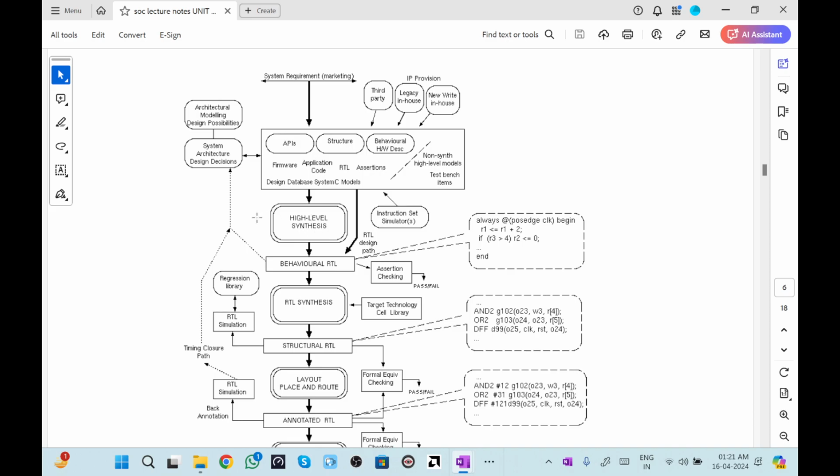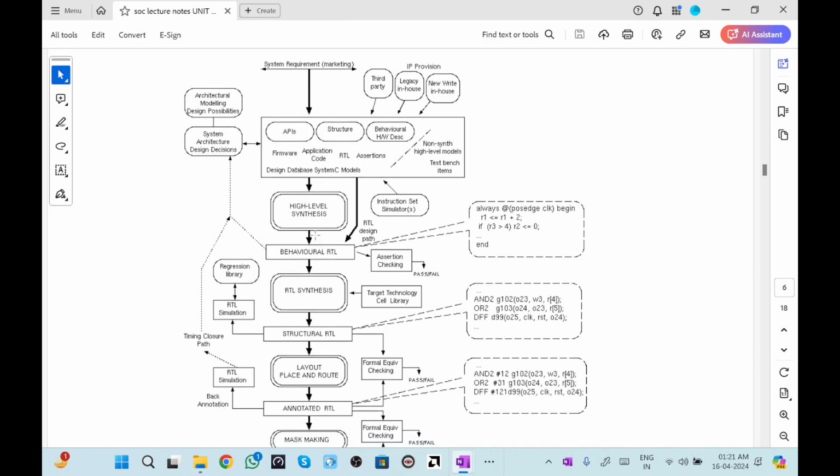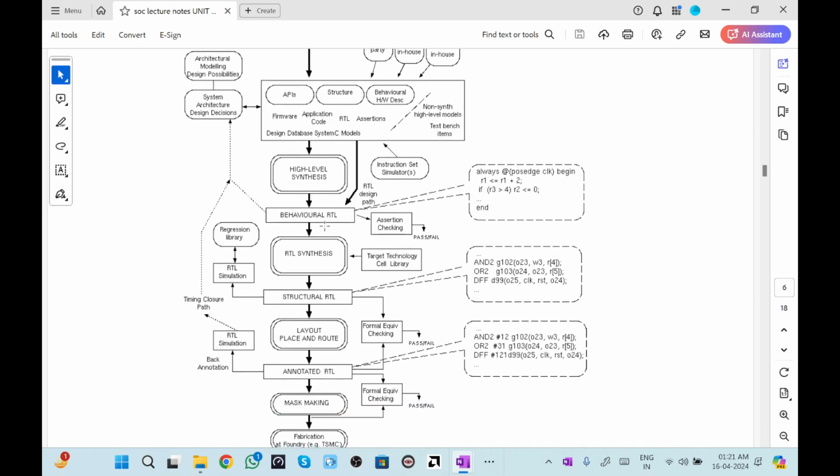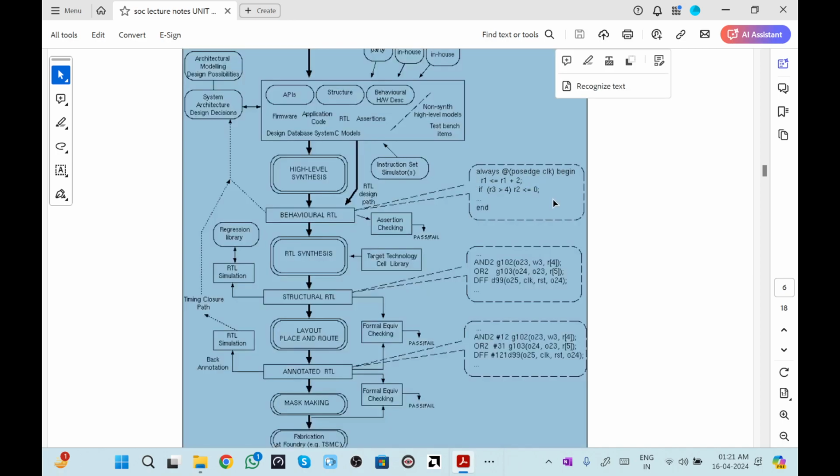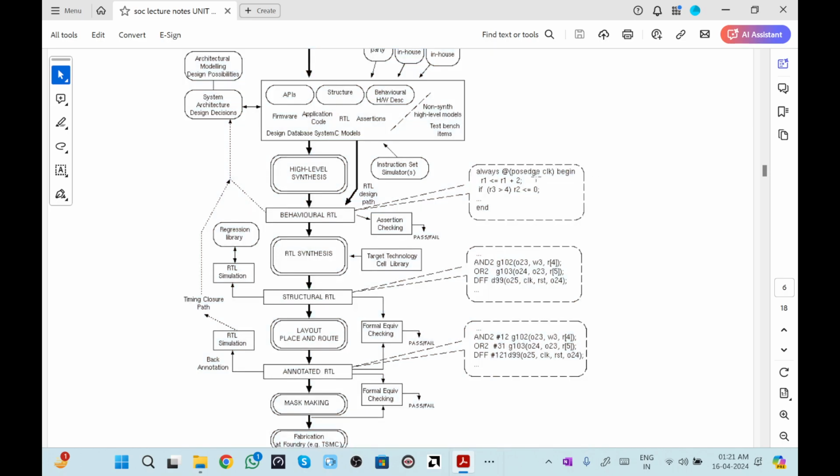Synthesis is a process in which we are going to check whether our design constraints and design conditions are properly established or not. So let us take an example for the behavioral. From the word itself we know this: behavioral means we are checking the behavior of the architecture. So how are we going to check the behavior? We have a special syntax, always at the posedge of clock. Edge means we are sampling the values on the edge of the cycle.